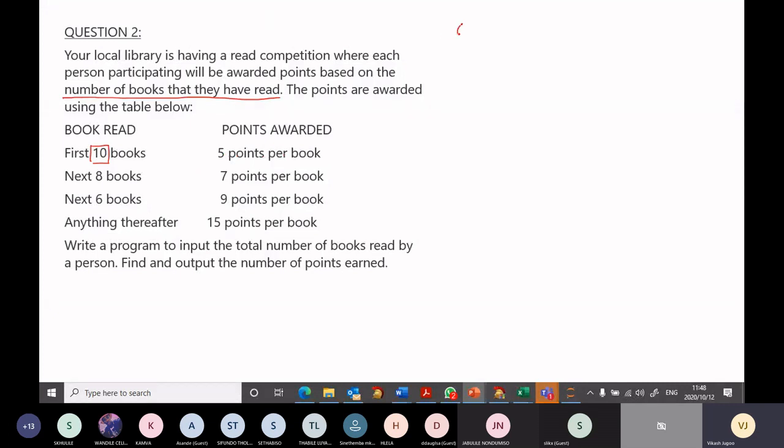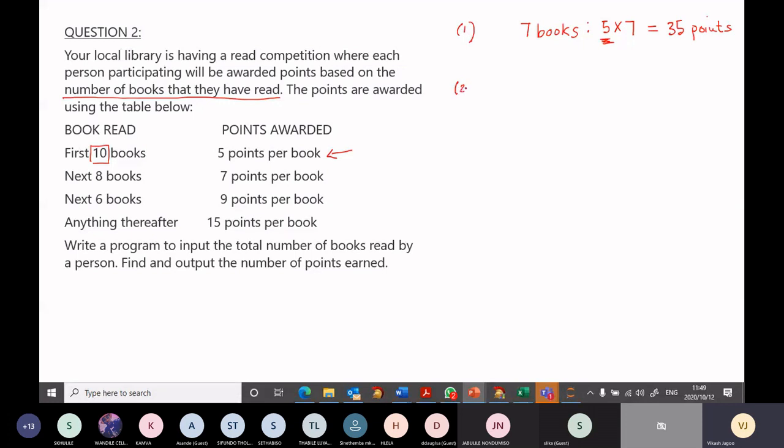So let's look at an example here. If the person read 7 books, then you got 5 points per book. That means 5 times 7, and you got 35 points. So for somebody that falls into the first category, you just simply take the number of books and multiply it by 5 because they get 5 points for the first 10 books. So that is very straightforward, the first category.